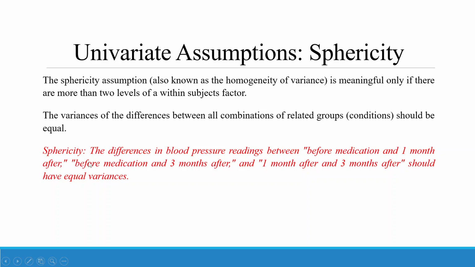Example of sphericity. Let's repeat the same example of the blood pressure. We have taken the blood pressure of the patient before the medication, 1 month after the medication, and 3 months after the medication. What we want is that the difference in blood pressure readings between before medication and 1 month after, then the second difference between before medication and 3 months after, and 1 month after and 3 months after should have equal variances. That is sphericity.